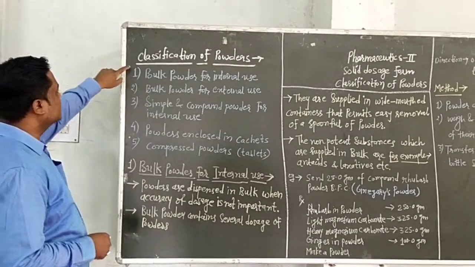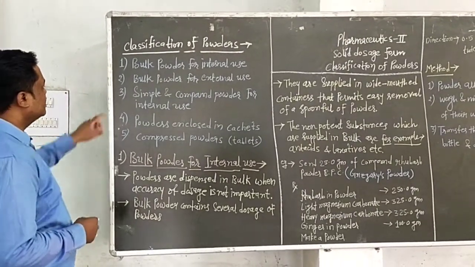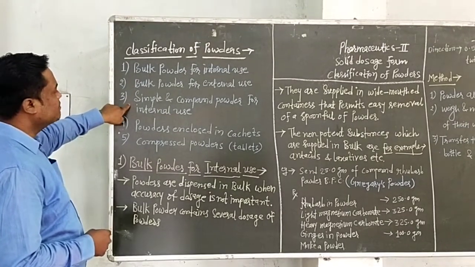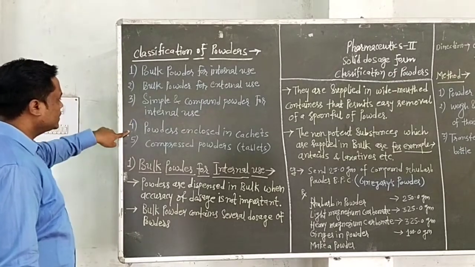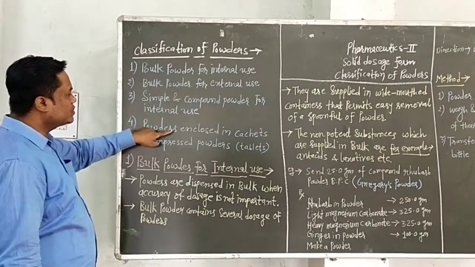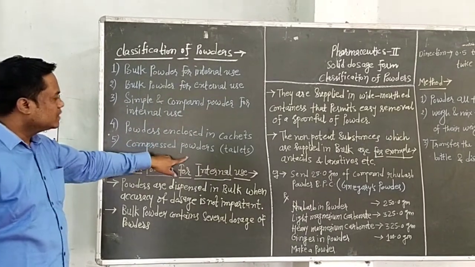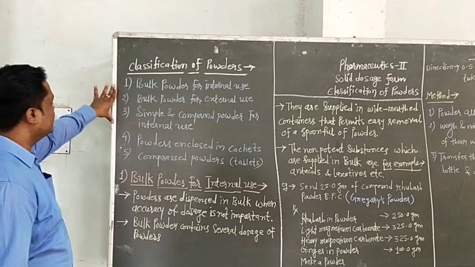The classification is: first, bulk powder for internal use; second, bulk powder for external use; third, simple and compound powder for internal use; fourth, powders enclosed in sachets; and fifth, compressed powder, that is, tablets. These are all the classifications of powders.